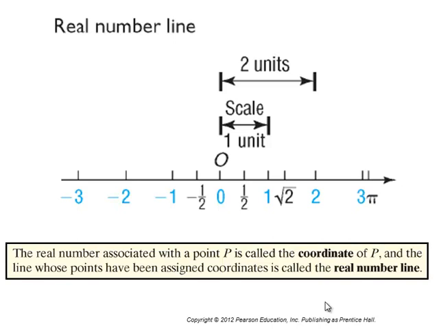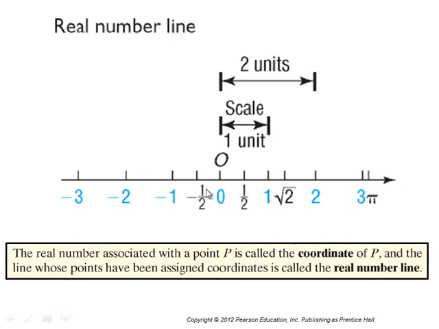So let's take a look at the real number line. The real number line is nothing more than just a horizontal line. And notice, by the way, that the arrowhead is on the right-hand side, goes to the right. So that indicates that as you go from left to right, you are increasing in value.